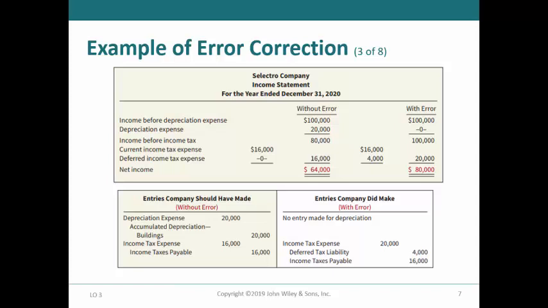The depreciation expense entry was not made. However, the depreciation expense was correctly reported on the tax return. This difference created a deferred tax liability of $4,000 to account for the difference in financial income tax expense of $20,000 and income tax payable on the tax return of $16,000.